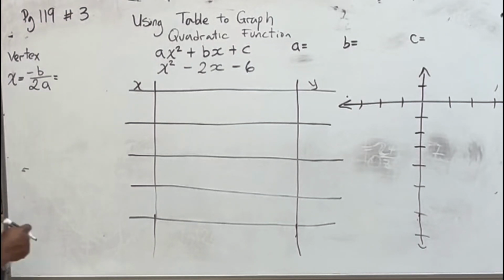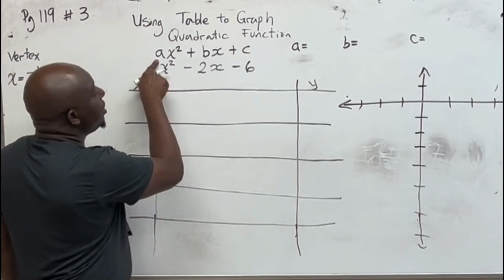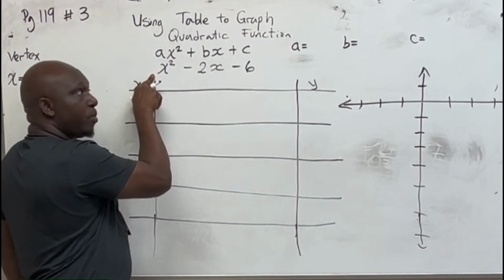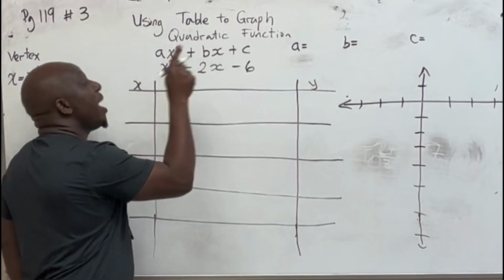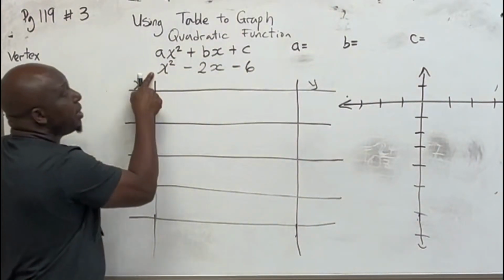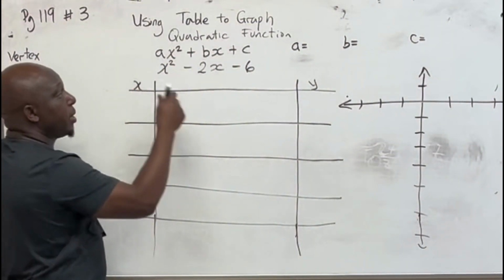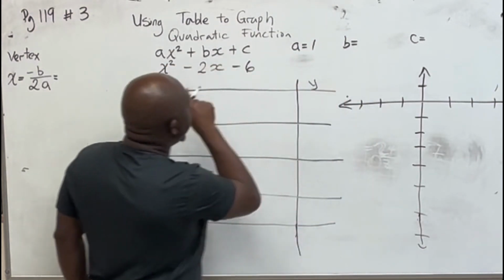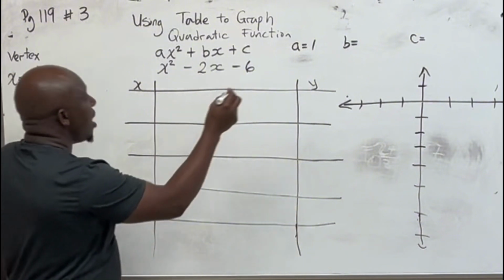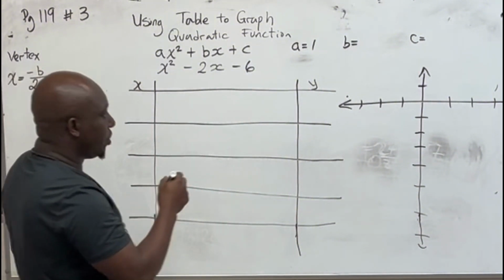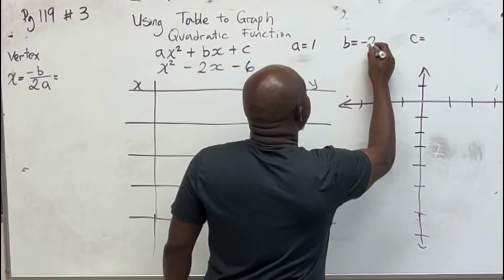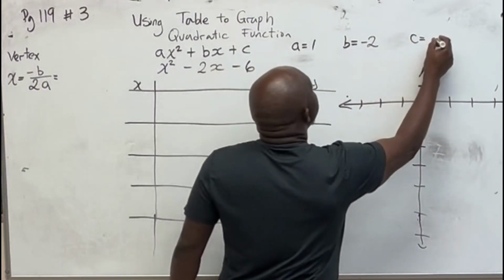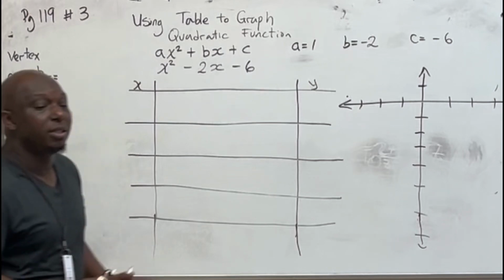The first thing I want you guys to do is to check what is your A. Look at your A. What is your A right now? X squared. A, 1. Thank you. When you don't see a number right here, it's always 1. Right? What is your B? Negative 2x. Negative 2. Thank you, Japan. What is your C? Negative 6.